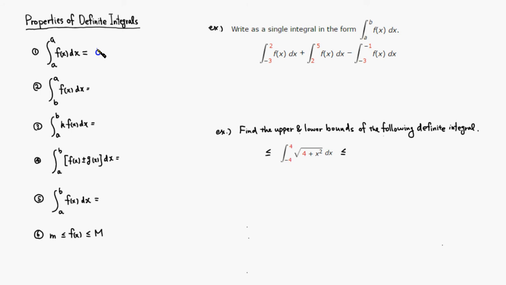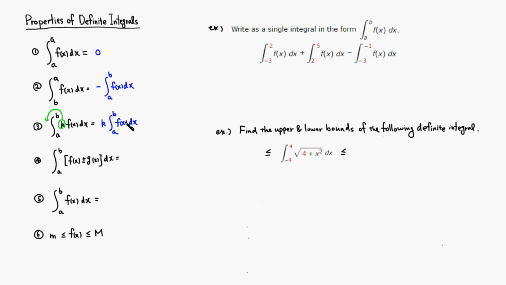If you switch the lower limit and the upper limit, it only changes sign. So it's going to be the negative of the integral from a to b of f of x dx. The third property is if you have a constant multiple, then you can always kick the constant out. If you have a constant here, we can kick it out in front of the integral. So you have k times the integral from a to b of f of x dx.